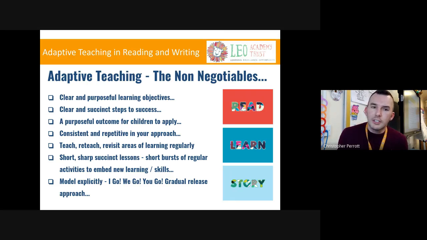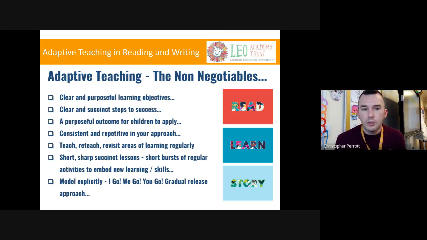And then you also need to make sure you're using a consistent and repetitive approach in your teaching. So again, consistently going back and revisiting that skill at all times. Teach, reteach, revisit all areas of that learning and make sure it's done regularly. Just because you did it last week, don't assume that the child has got that skill and won't need to practice it again the following week as well. And that's okay. Children will take longer to embed that skill and that knowledge.